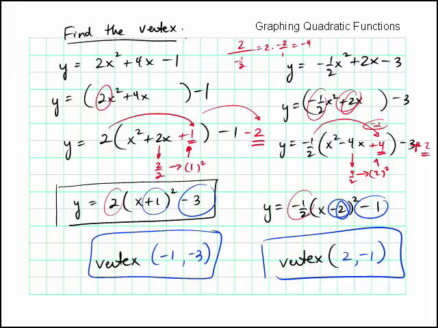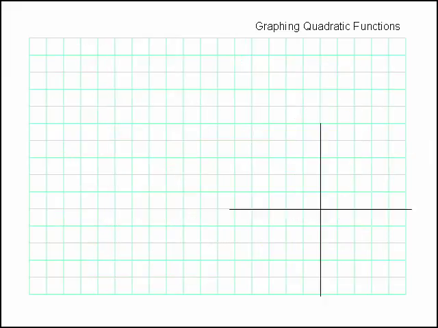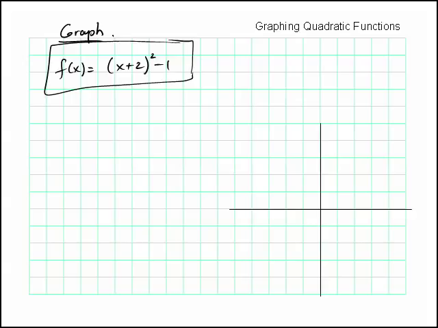Okay, let's do 1 or 2 examples now of graphing a parabola. Let's graph f of x equals x plus 2 quantity squared minus 1. Now our quadratic function is in this completed square form, and so we should be able to look right at it and identify the vertex. The vertex here is located at the opposite of what's in there, negative 2, and then that number, negative 1. Our vertex is at negative 2, negative 1, so we'll plot that point first.